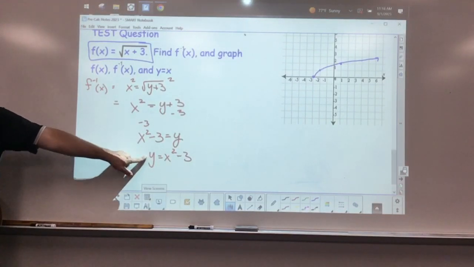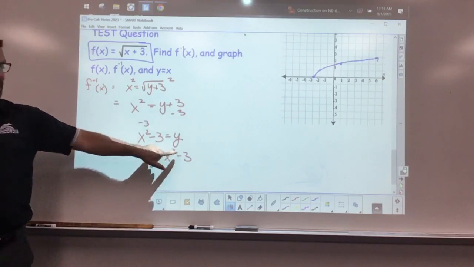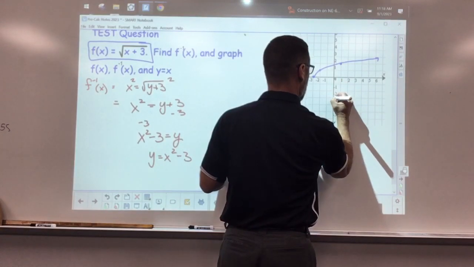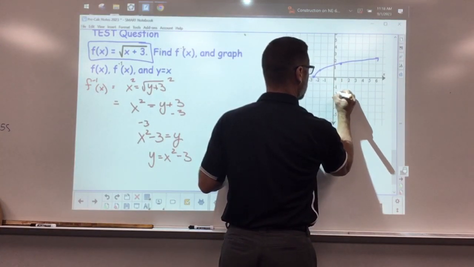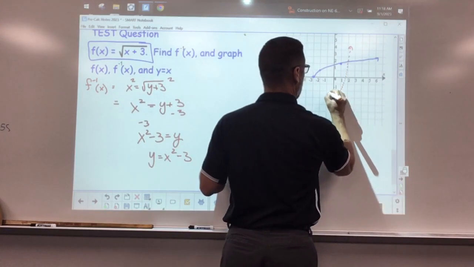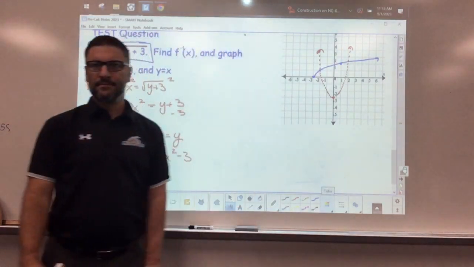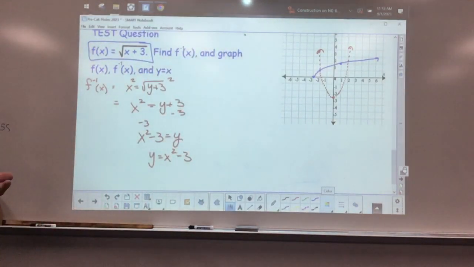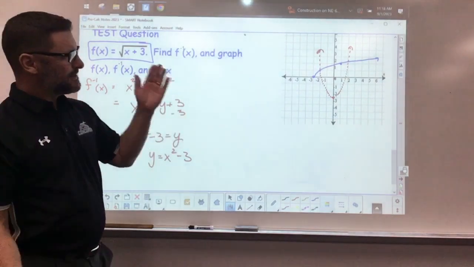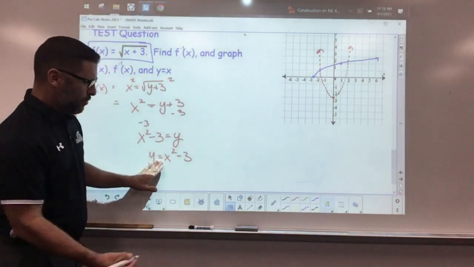So what I do with that one, I know it's a U-shaped graph because it's x squared and it's down 3. So I get 1, 2, 3, and I get this. And I get that. Does the butterfly thing work? It doesn't, does it? Huh. What to do, what to do. You know what? Oh my goodness.